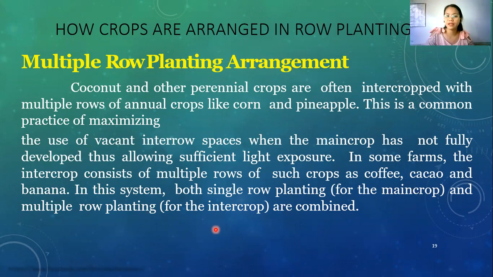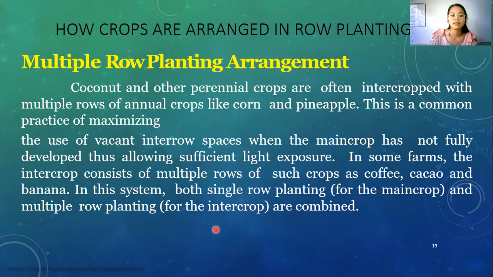Coconut and other perennial crops are often intercropped with multiple rows of annual crops like corn and pineapple. Of course, perennial crops like coconuts will remain there for many years, even decades. But for you to maximize the use of the land, you could plant annual crops like corn or cassava or pineapple beneath the coconuts. This is the common practice of maximizing the use of vacant inter-row spaces when the main crop has not fully developed, thus allowing sufficient light exposure.